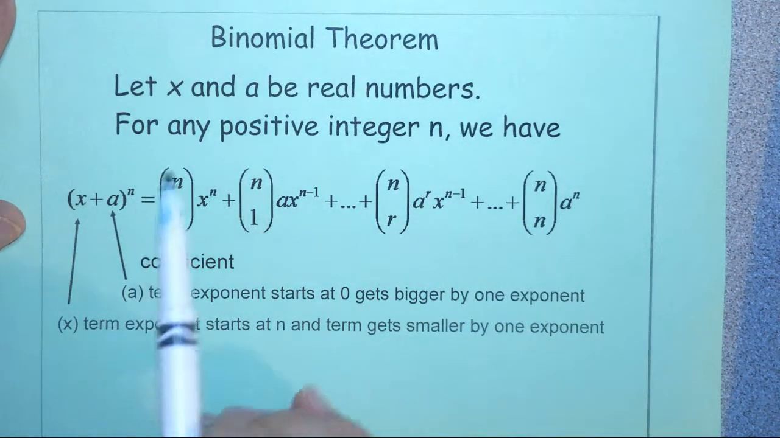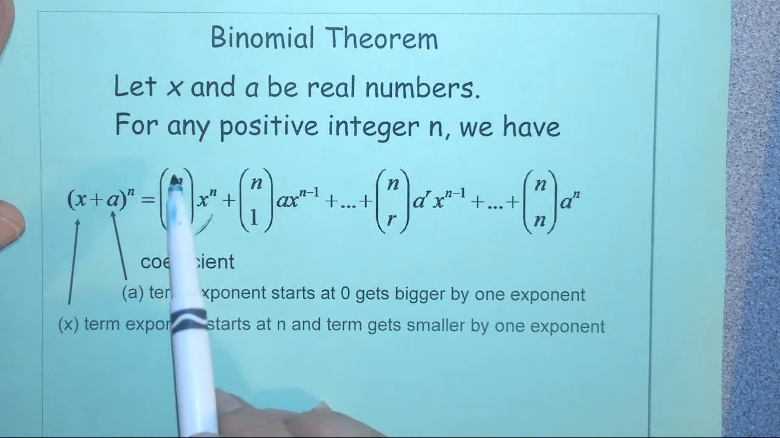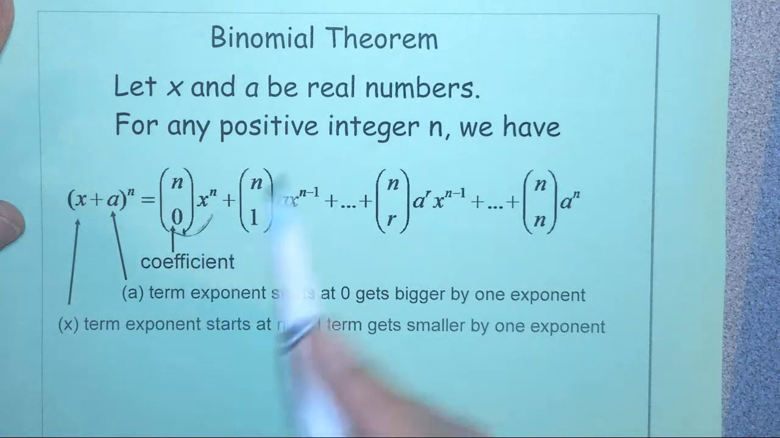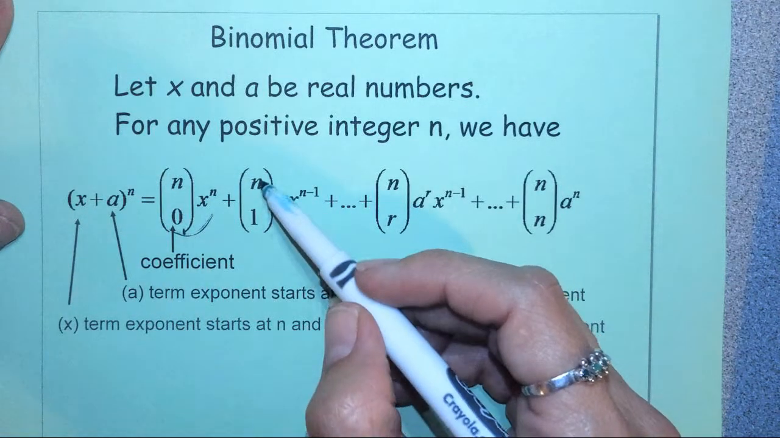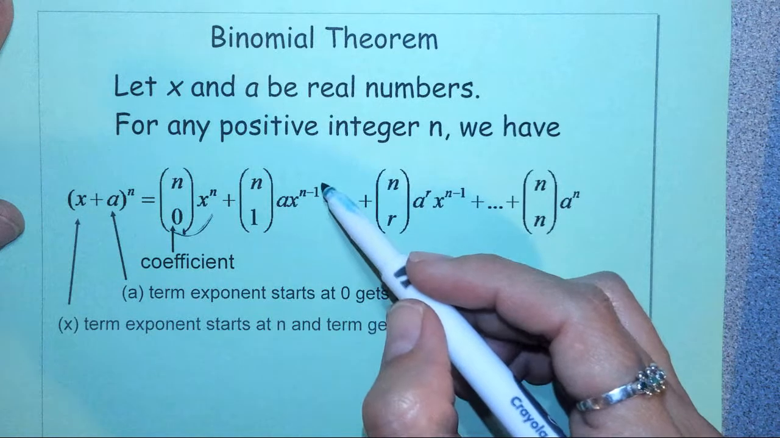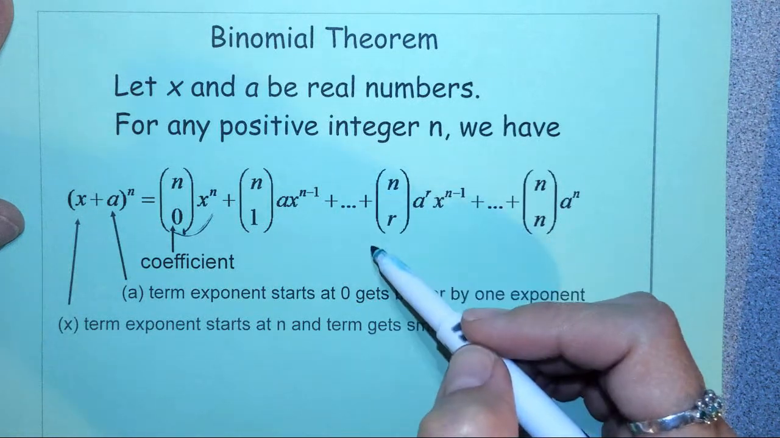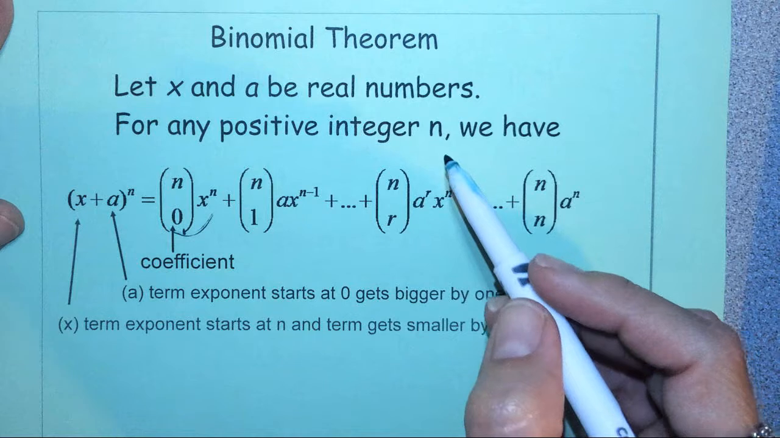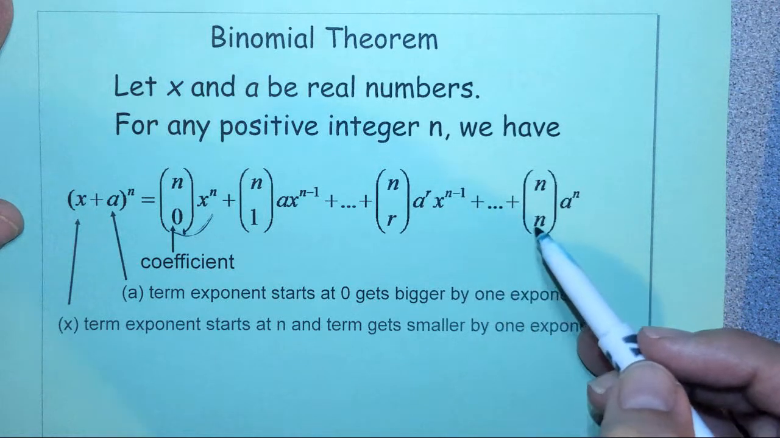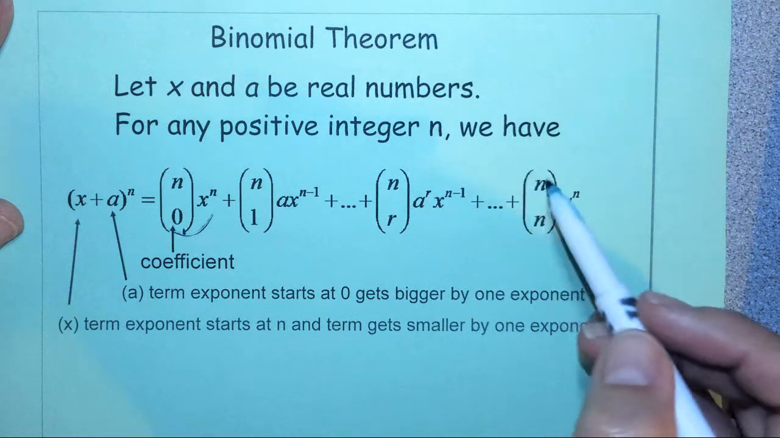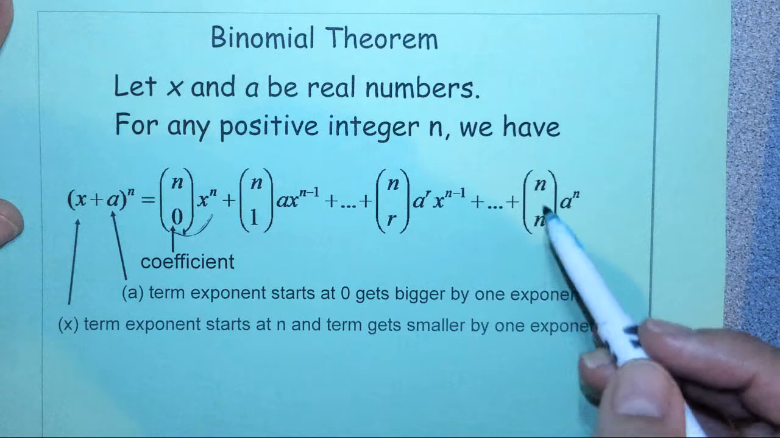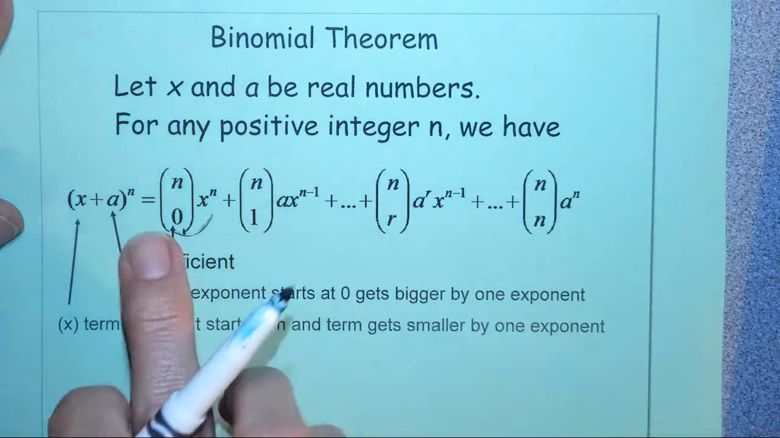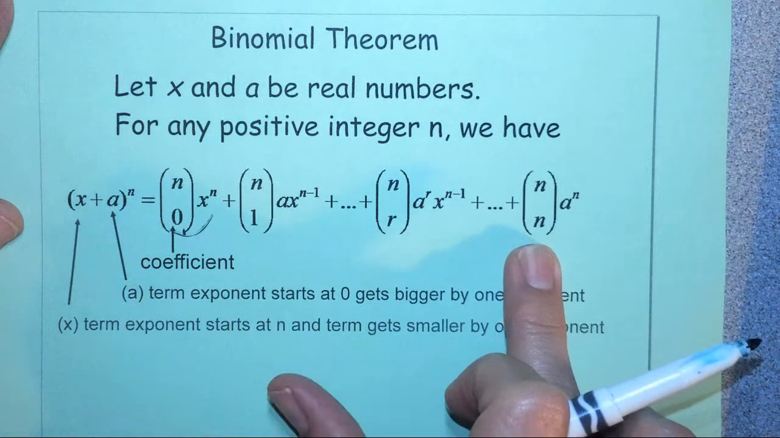And in the pattern, this first part of the pattern reads n choose 0. The second part will be n choose 1. And then we'll have n choose 2, n choose 3, n choose 4, n choose 5, until at the very, very end, whatever number we have on top is the same as the number we have on bottom. That'll be the first part of your pattern the whole way through.